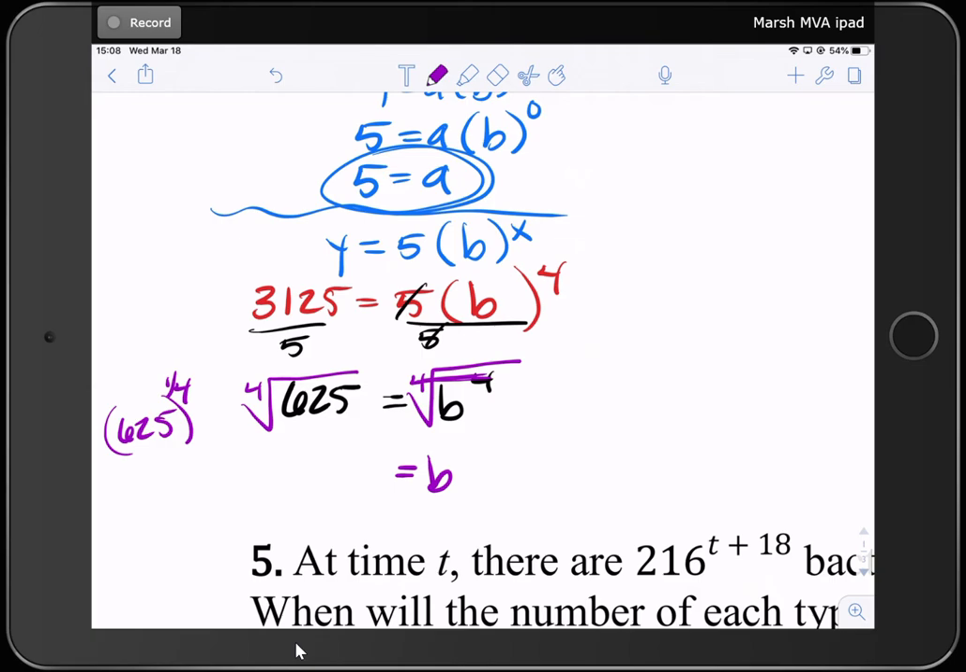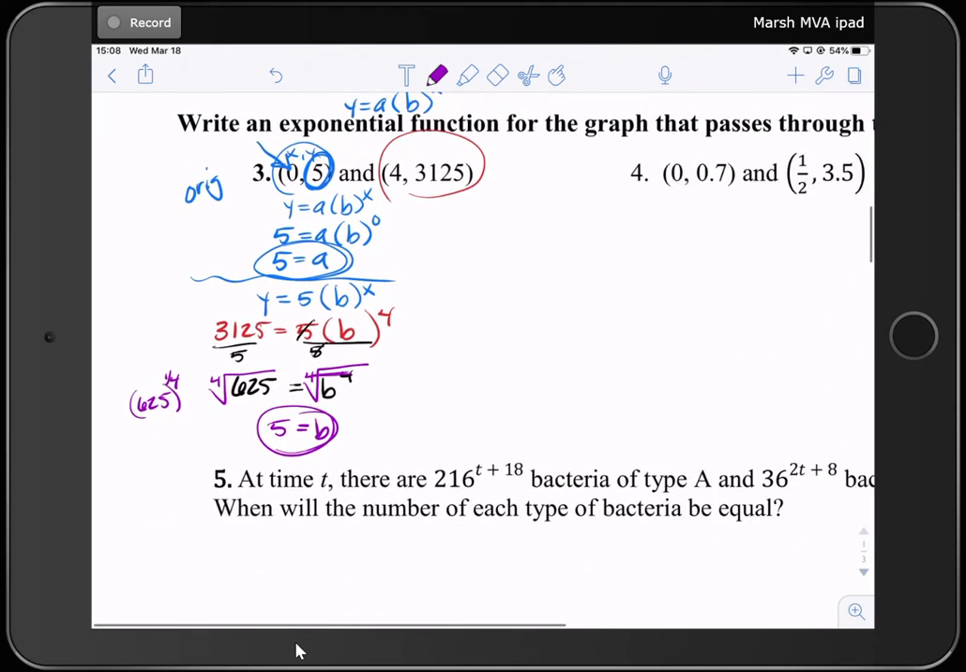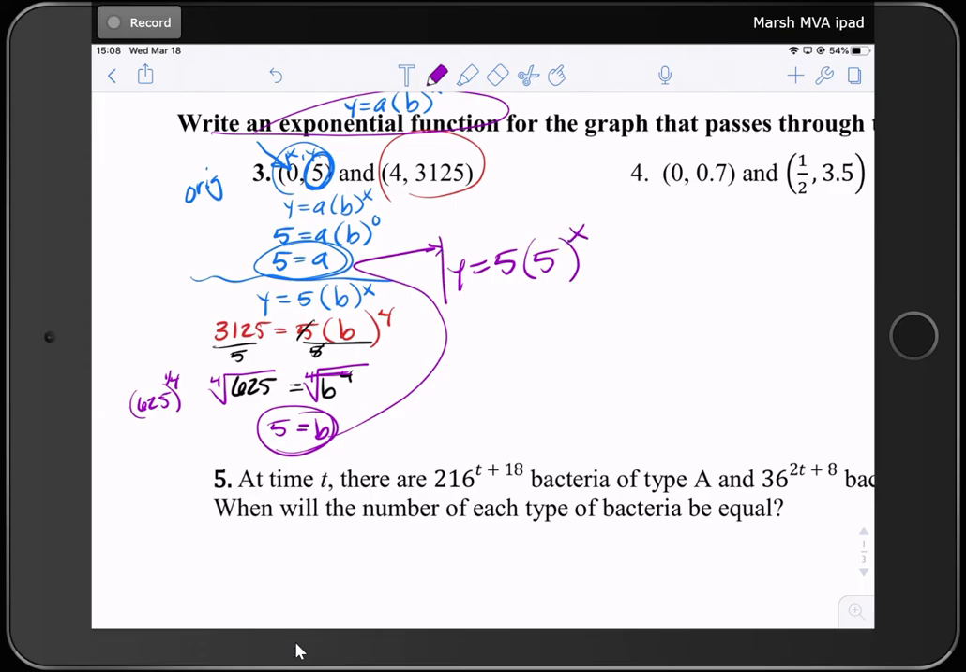I get b is equal to 5. Okay, good. Well, but they're both 5. So what that means now is when I put them all together, I'm going to write an exponential function. So I get y is equal to 5 times 5 to the x. There's my final answer for my function. Okay, if you're up for a challenge, try number 4. But I'm going to move on now.